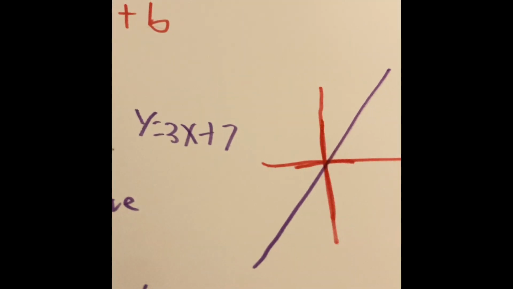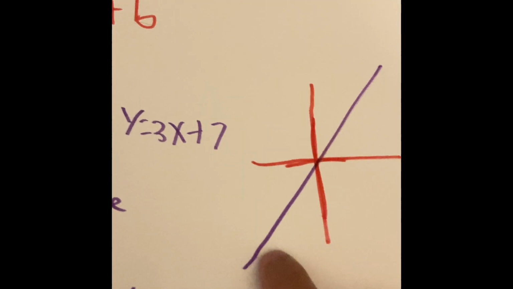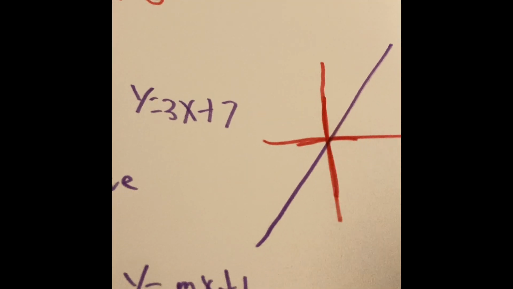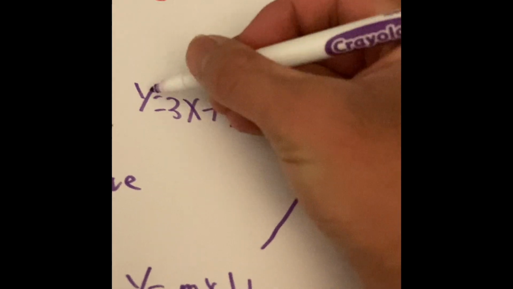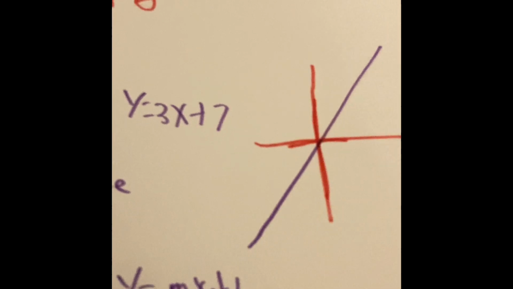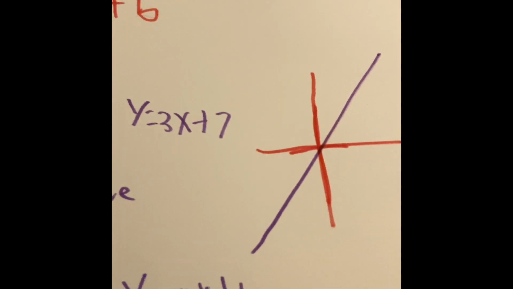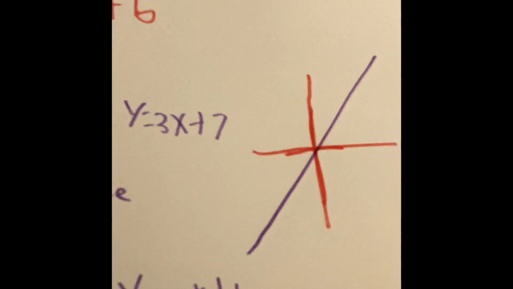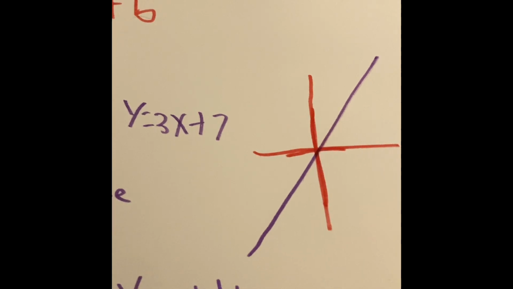The clip that you saw was an example of a positive slope, and it was representing this equation y equals 3x plus 7. Let's see an example from Super Mario Maker, and we'll also see what a positive slope is.